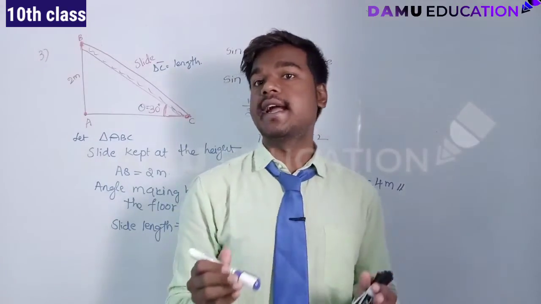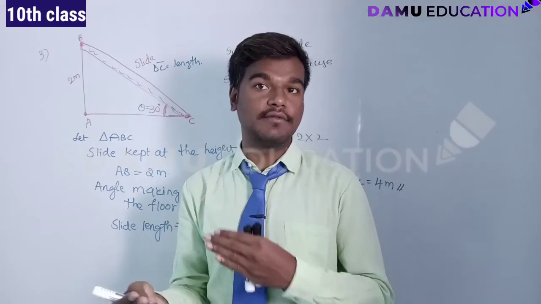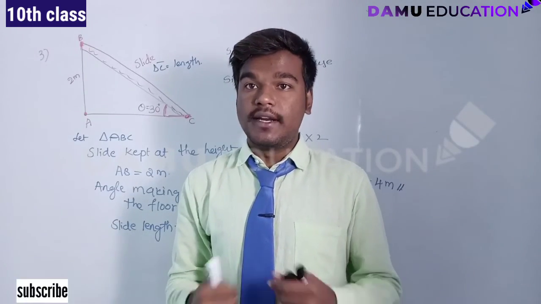This is the way to find the solutions, whatever it is. You should not consider the right angle, that is 90 degrees, only the other two angles. Based on that, we have to find the trigonometric ratios.